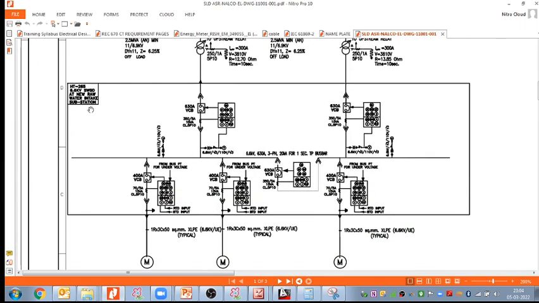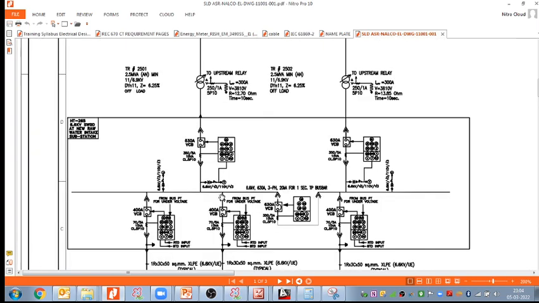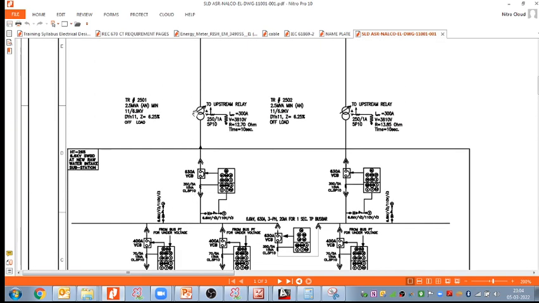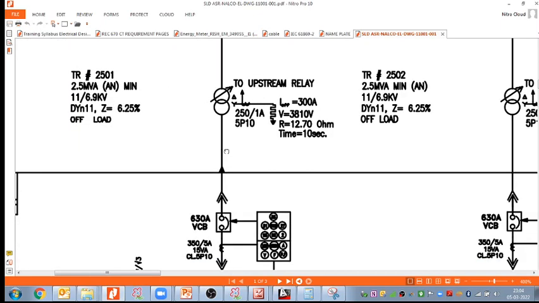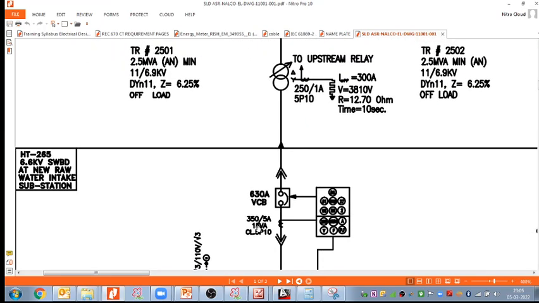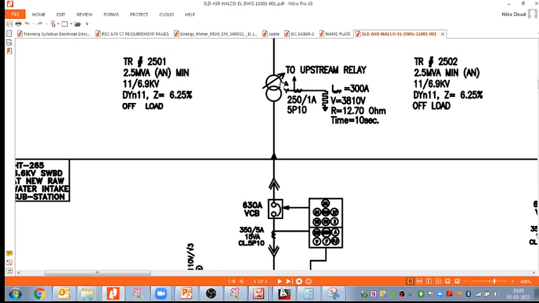Okay, so this is the 6.6 kilovoltage switch yard, and then incomer feeder, transformer rating 2.5 MVA, 6.9 kilovoltage, 630 ampere VCB, and 350 by 5 ampere CT, 15 VA, 5P10. So I think this CT core we can do the selection right now. We can do the sizing. We can take the power transformer rating 2.5 MVA, 6.9 is the voltage, so we can calculate the current. So based on that, this CTR we can decide.